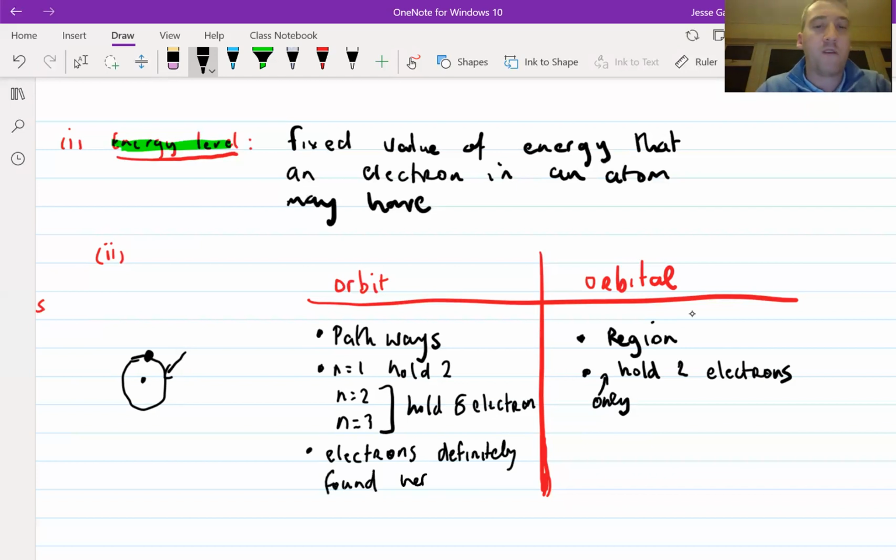Bohr talked about fixed values of energy that electrons in atoms may have. That meant they were a fixed distance away from the nucleus. They were always on these orbits. So electrons are definitely found here, whereas orbitals, we know what they are: regions in space where there's a high probability of finding an electron. So high probability the electron will be there, but that's not definite. High probability the electron will be found here.